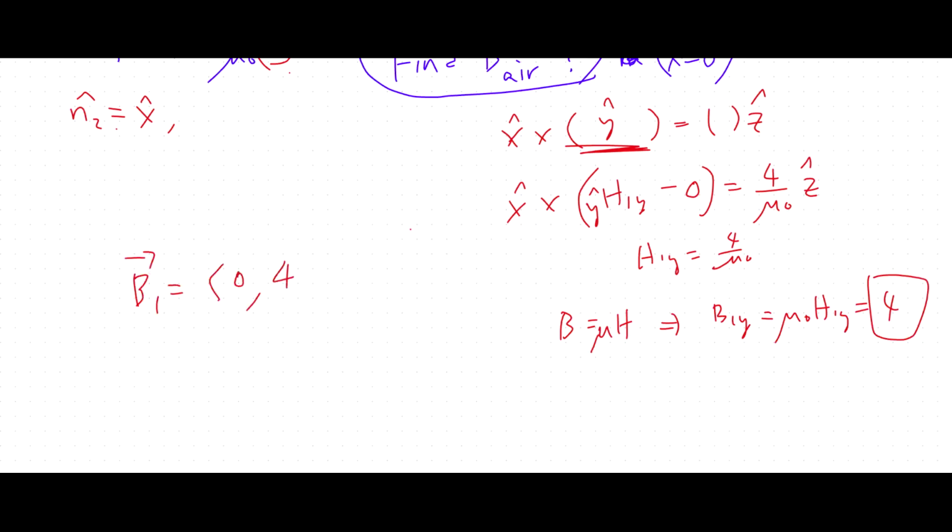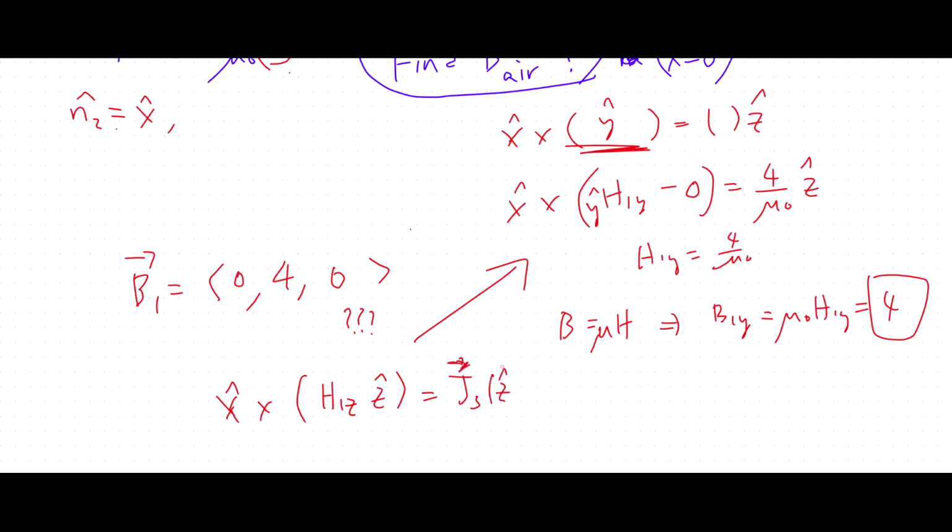What about my Z component? Also 0, but why? Same reason. If I have the tangential component H1Z Z hat, right? That would be equal to my JS, but JS only has Z components. It does not have X or Y. So X hat cross Z hat is what? What is X hat cross Z hat?